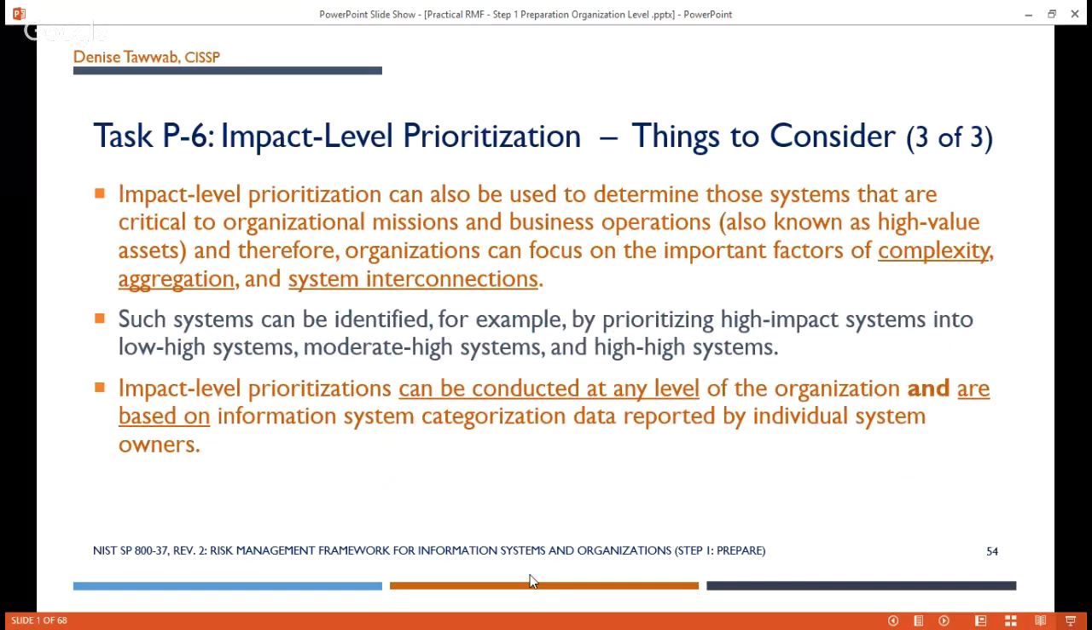Impact level prioritization can also be used to determine those systems that are critical to your missions and your business operations. These are also known as your high value assets. And you can then focus on the important factors of complexity, aggregation, and system interconnections. Your high value systems can be identified, for example, by prioritizing your high impact systems into low high systems, moderate high systems, and high systems. Impact level prioritizations can be conducted at any level of the organization and are based on the information system categorization data reported by your individual system owners.